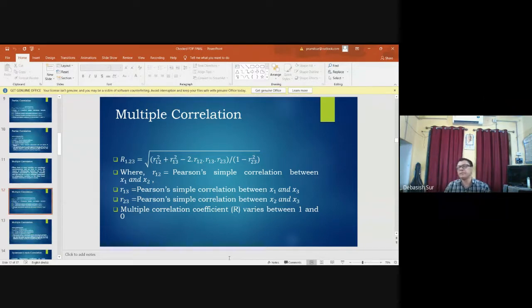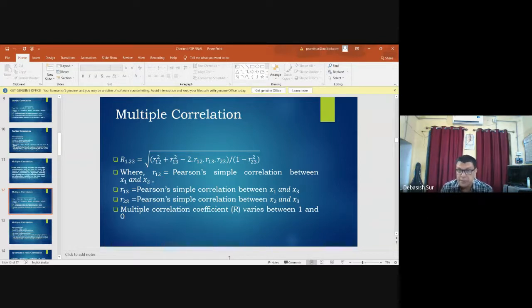And this is the formula. Generally, the multiple correlation coefficient is denoted by capital R1.23, where 1 means x1 is the dependent variable, and x2 and x3 are the independent variables. This is equal to the root over (r12 square plus r13 square minus 2 into r12 into r13 into r23) divided by (1 minus r23 square). Here also the same thing: r12 is the simple correlation coefficient between x1 and x2, r13 is the simple correlation coefficient between x1 and x3, and r23 is the simple correlation coefficient between x2 and x3.